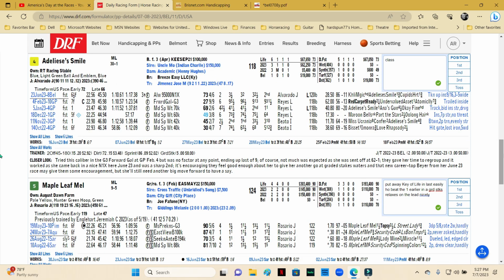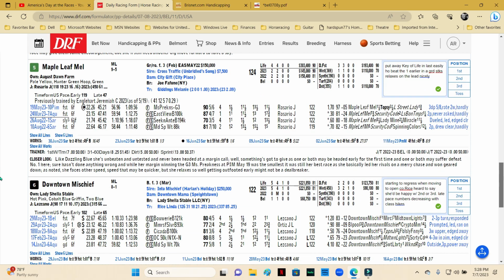Adelise's Smile just isn't good enough from what I can see. The last effort, got a 73 Beyer at the N1X level and didn't win. And this is a pretty big step up in class. You see the one prior stakes effort in the Forward Gal wasn't very promising, losing to Red Carpet Ready, who's in here today, by 31 lengths. So I think we'll pass on this one.